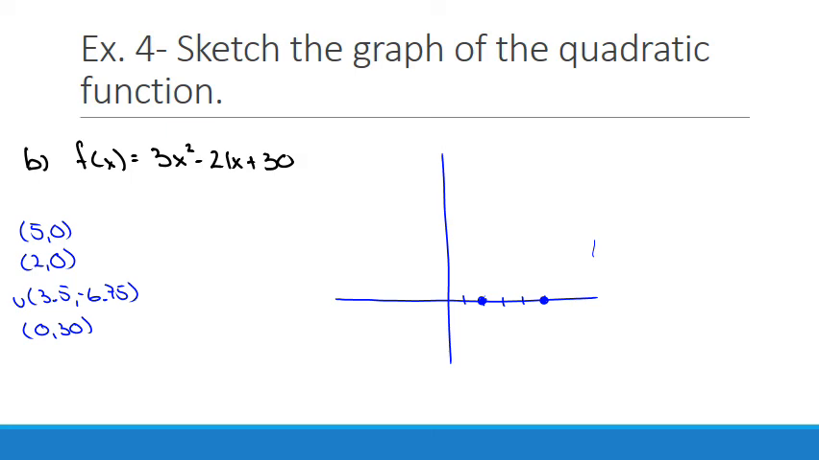3.5. So I know 3.5 is going to be coming down here, and I've got to go down to negative 6.75. So 1, 2, 3, 4, 5, 6, 7. So almost at negative 7. Again, it's just a sketch, so that's okay. So there's my vertex. And 0 and 30, just for the sake of the video, I'm going to say it's up here.